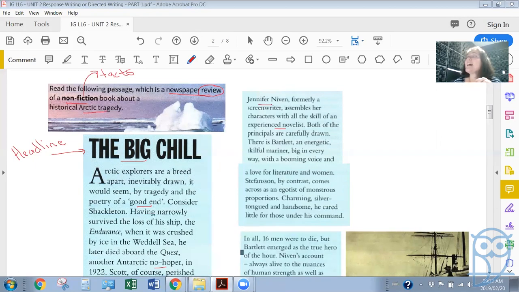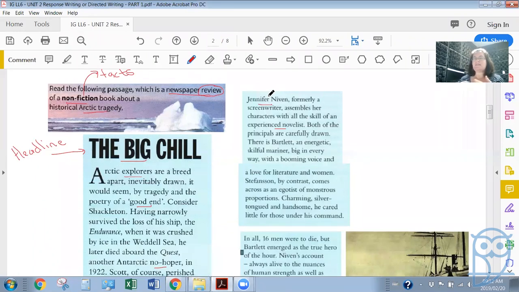Is showing the writer and her style. Yes, that's right. Okay. So essentially, going on to Jennifer Niven, after talking about these explorers, is the journalist's way of introducing her, introducing the writer without being blatant about it, by drawing us in with intrigue.